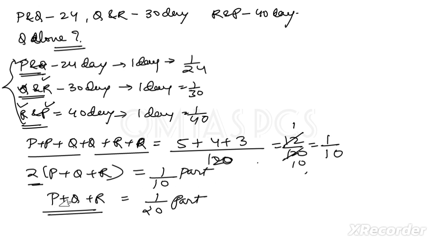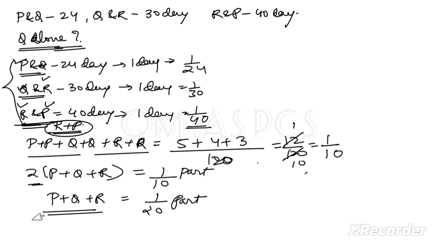When individual P is removed, it will be 1 by 20 part. Okay, now we have to find Q alone. In this point it is given R and P, so it will be R plus P. For R and P it is given 1 by 40.